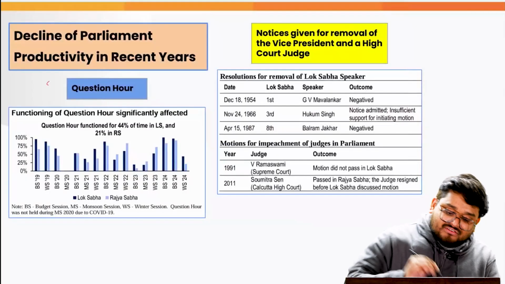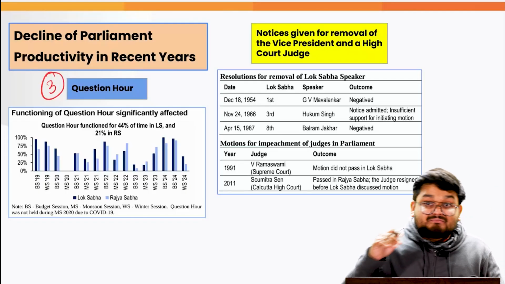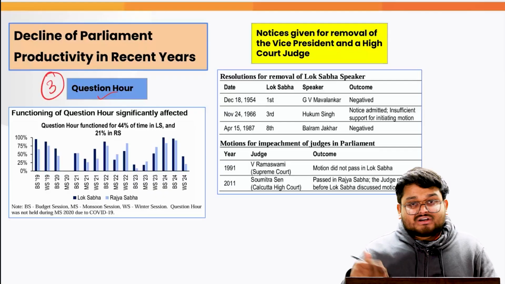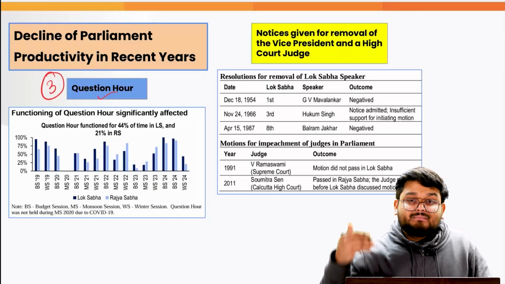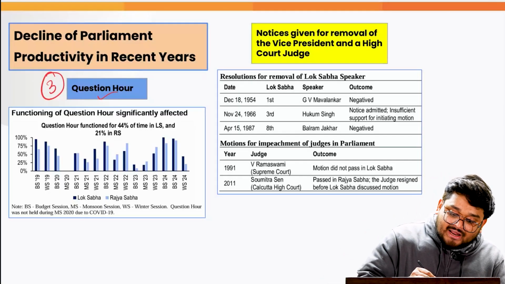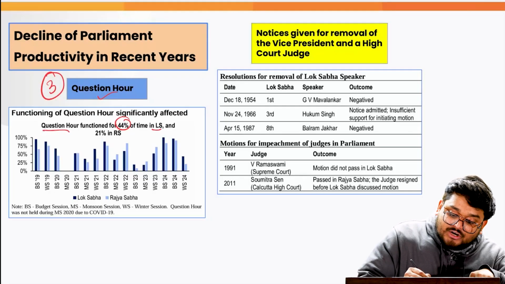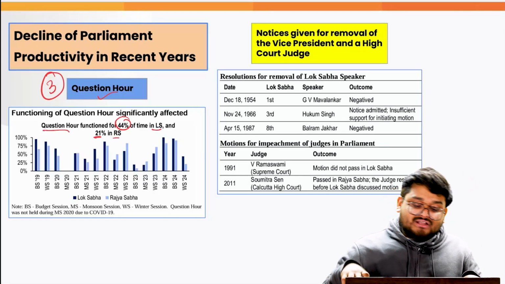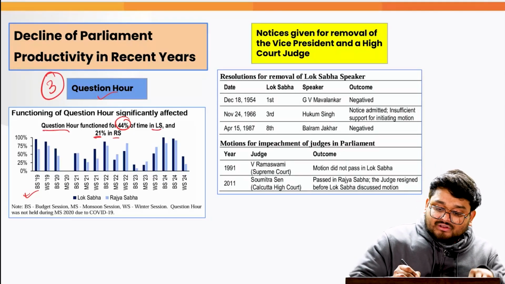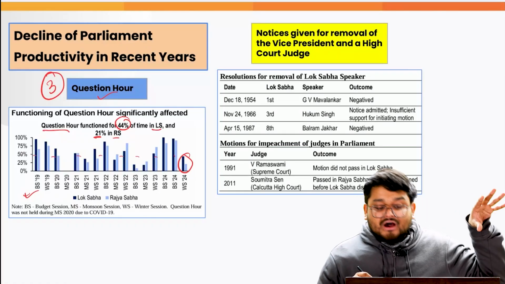The third issue is the declining use of the questionnaire. We know that this is a very important tool at the behest of our MPs and MLAs to use the questionnaire to bring accountability of the executive in front of the entire nation. So that is where we can understand questions function for 44% of the time in Lok Sabha and only 21% in the Rajya Sabha. And also, as you can see the trend here, it is way below the historical trend which existed earlier.